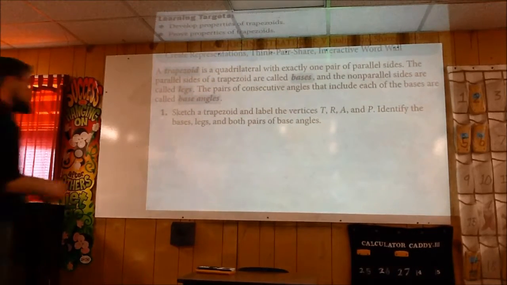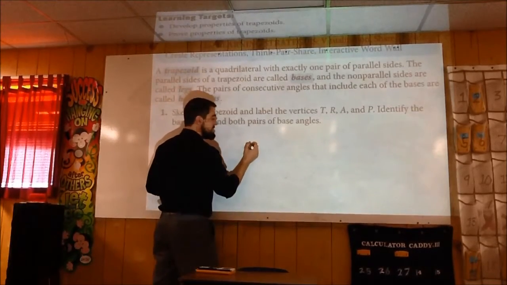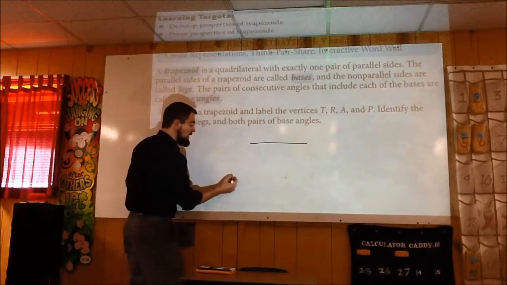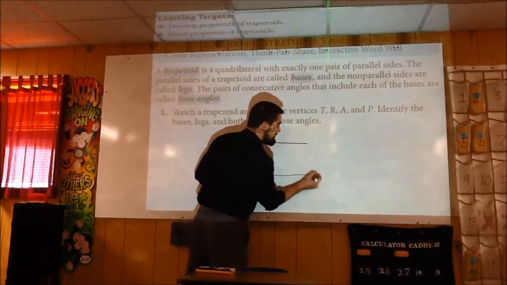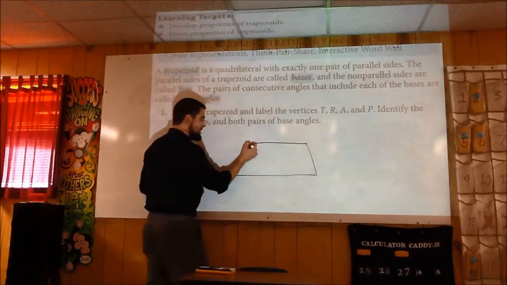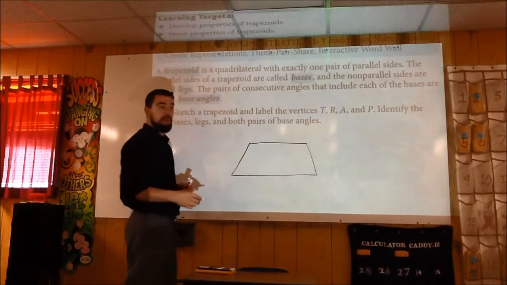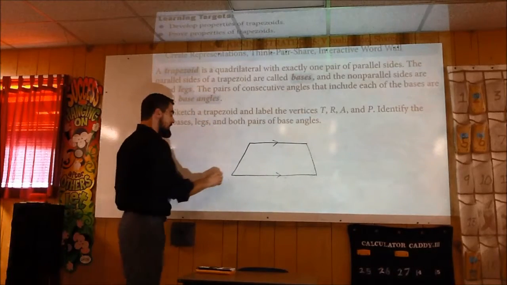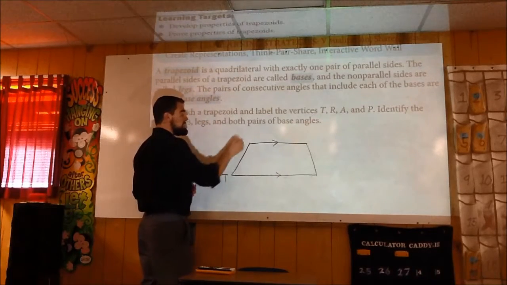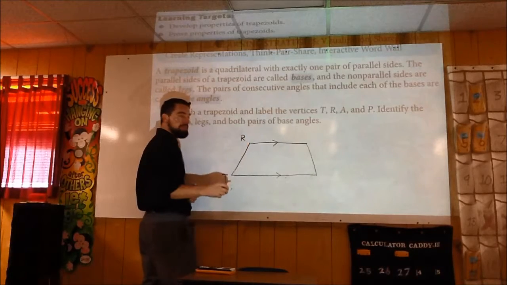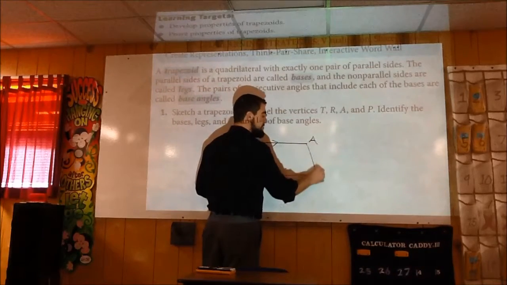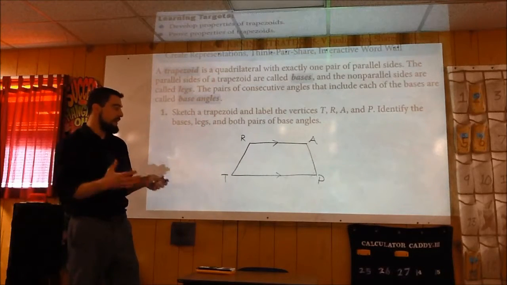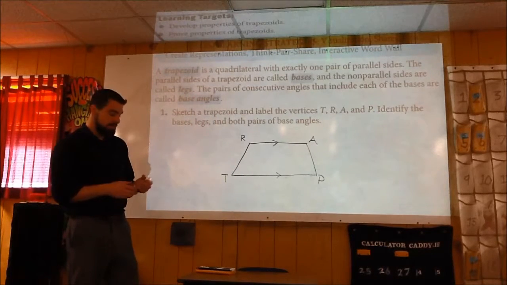We're going to draw a trapezoid together, and I want the bases to be horizontal. I want them to have a slope of 0. Now your trapezoid doesn't have to look exactly like mine, but I do want the bases going horizontally, and then your bottom left vertex to be T, your top left to be R, top right to be A, and your bottom right to be P. So we have trapezoid TRAP.